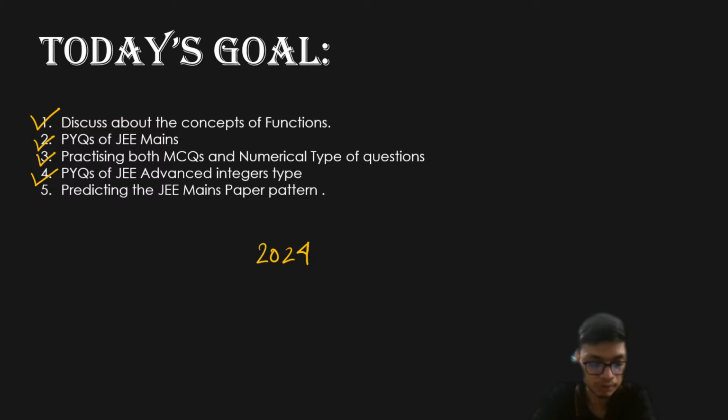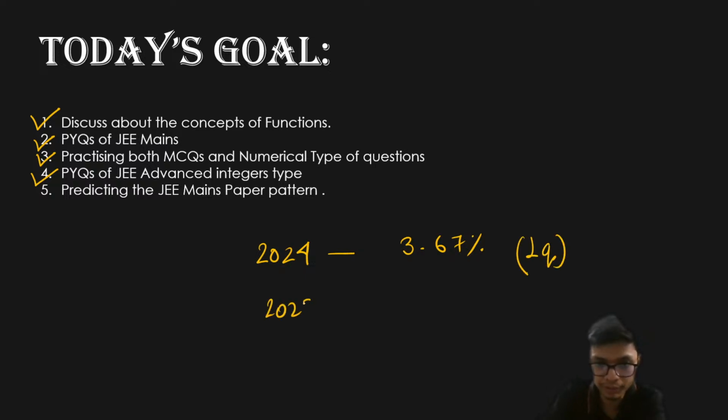All right. So the results are as follows: in 2024, the weightage was simply around 3.67%. So you can roughly estimate that is basically equal to one question. And in 2023, the weightage was around 3.75%, which is again roughly around one question.